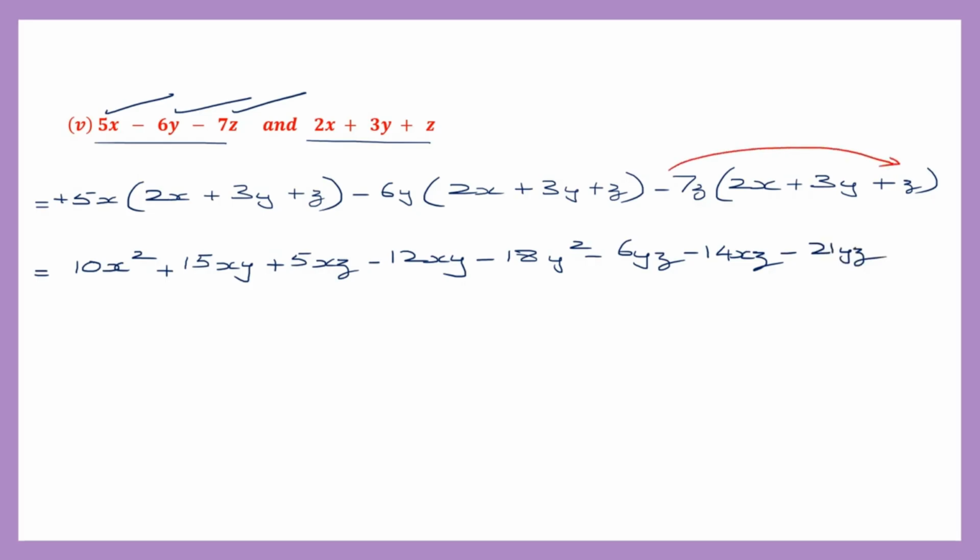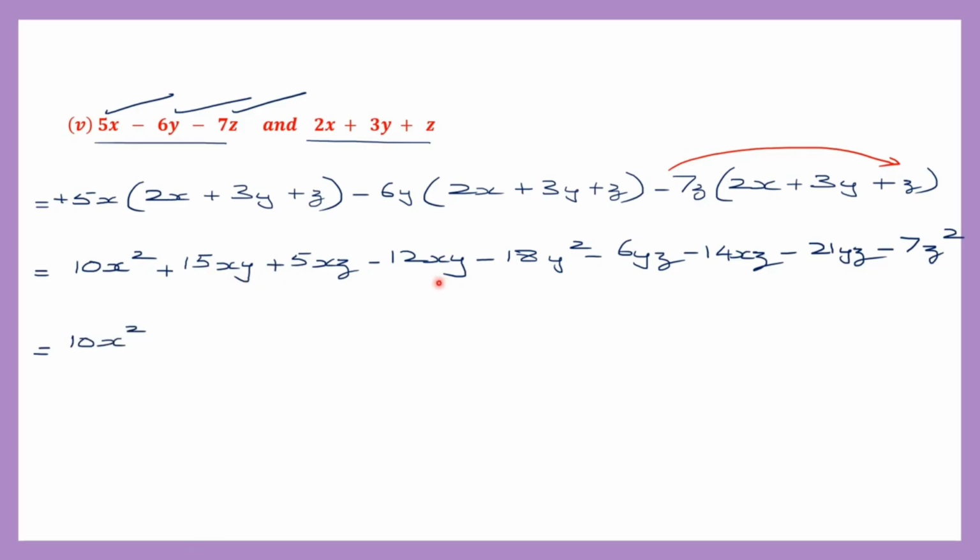Now we multiply minus 7z into z. So that we can do it here itself. Minus into plus is minus. Then we have 7 and z into z is z square. Now we're going to write out our answer. Let's check everything. Here we have x square. Do we have another x square? We don't have. So we can write it as it is. So this will be 10x square itself. Next we have an xy.